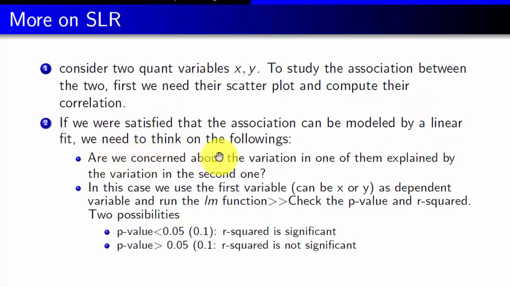First, are we concerned about the variation in one of the variables being explained by the variation in the second variable? If that is the question of interest, then in this case we use the first variable as a dependent variable and run the LM function in R and check the p-value and R squared. Two possibilities are there. If p-value is less than 0.05 or in some cases 0.1, then R squared is significant, and we can go ahead with the interpretation of the amount of variation in the first variable or dependent variable explained by the variation in the second variable. If the p-value is bigger than 0.05 or in some cases 0.1, then R squared is not significant.